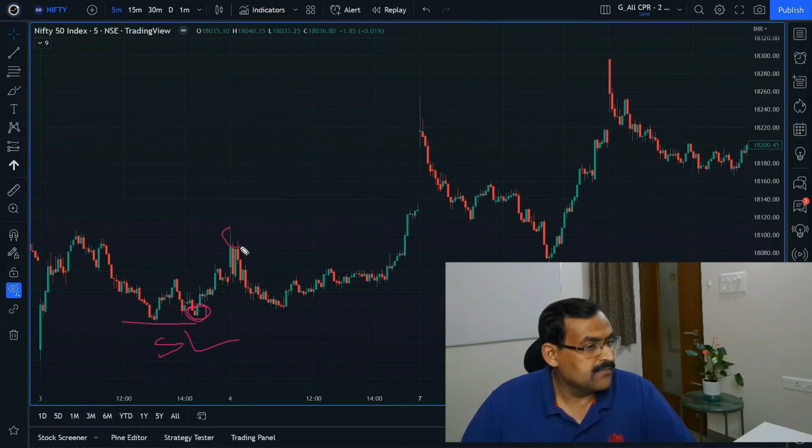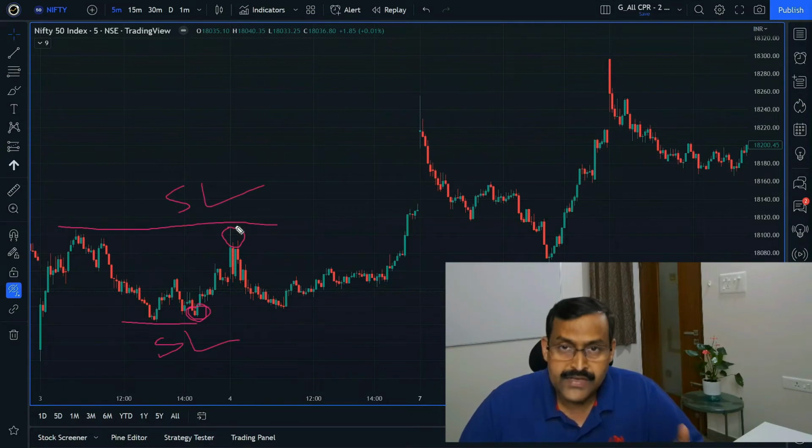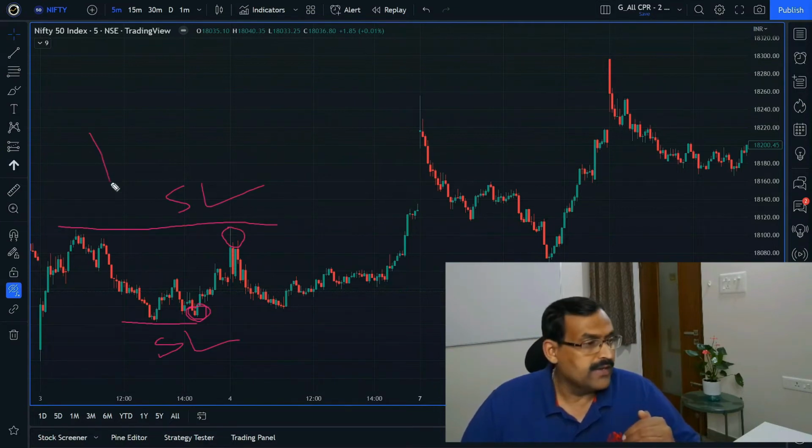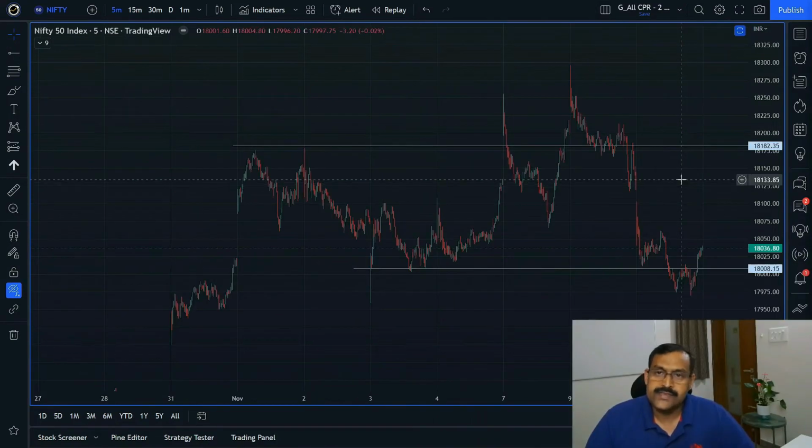And here is another example. If you want to go short here, you can use the previous swing high as the stop loss. But ensure that you meet the 1:1 or 1:2 risk reward ratio before you take a trade. Next one is the support and resistance based stop loss. If you see here in the Nifty 5 minutes chart, here is the strong resistance.